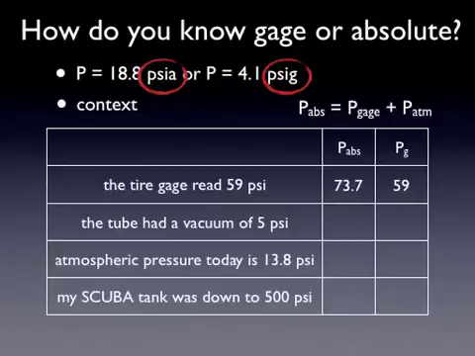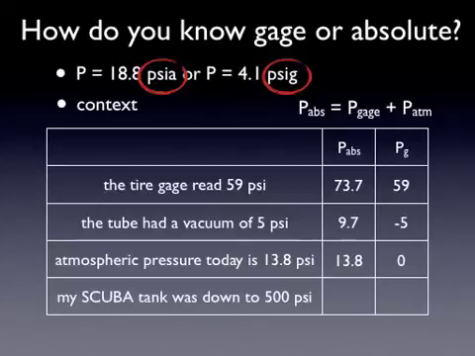Okay, a tube had a vacuum of 5 psi. Vacuum means that it's below atmospheric pressure. But that is a gauge reading, so this is a gauge reading of -5, and using our conversion we can convert that to an absolute pressure of 9.7. Atmospheric pressure today is 13.8 psi. Whenever you're working with atmospheric pressure, you want to report that as absolute, so that is an absolute reading. And then the gauge pressure would be 0, because to convert from absolute to gauge, you subtract off the atmospheric pressure.